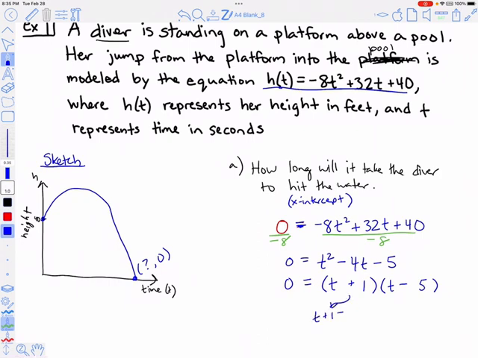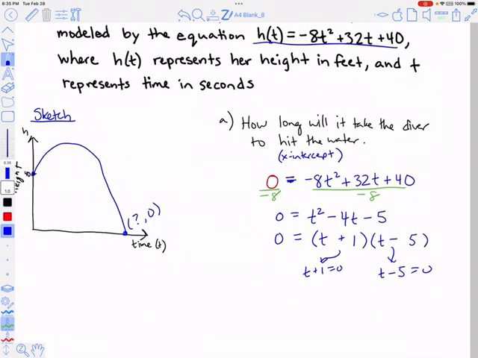And again, why did I plug 0 in where I plugged it in? Well, that's because that's what I wanted to find. I wanted the height to be 0, and I wanted to find the time that corresponded to that height being 0. Now, I got two answers here. I got t is -1 and t is 5.